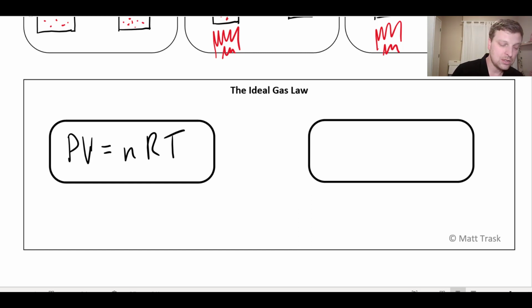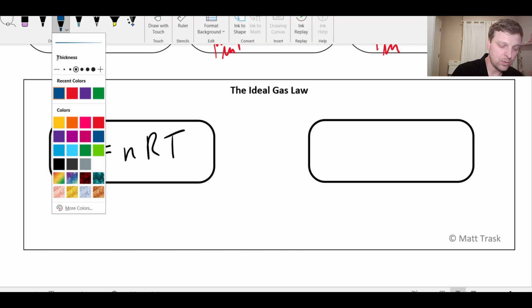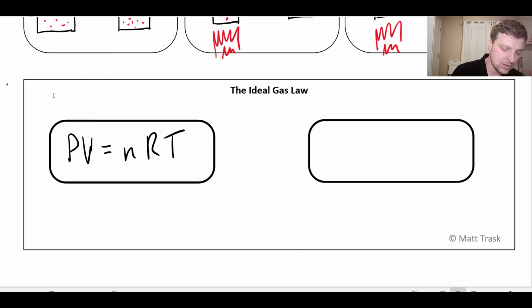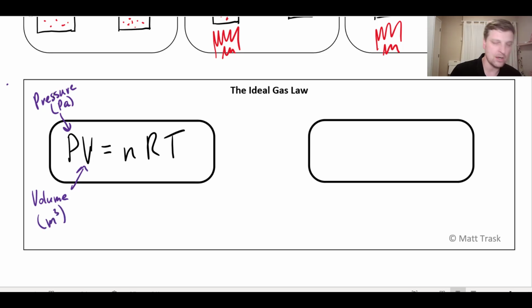So these symbols here, we know most of these, but we'll just write them out. So this is our pressure, okay? So that's pressure. And note that pressure has to be in pascals. Otherwise, this is not going to work out. And then, of course, V is volume. And volume has to be in cubic meters, not liters, okay?